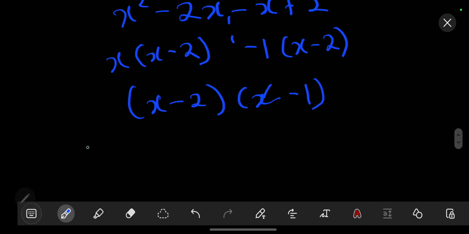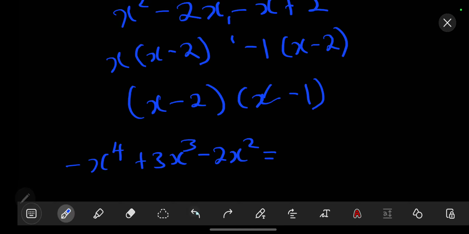So what we can do here now is that for our equation that is -x to the power 4, then we have plus our 3x to the power 3 minus our 2x to the power 2. This should be equal to, we wrote x squared, then just combine it with this, so we have our x minus 2 and our x minus 1.